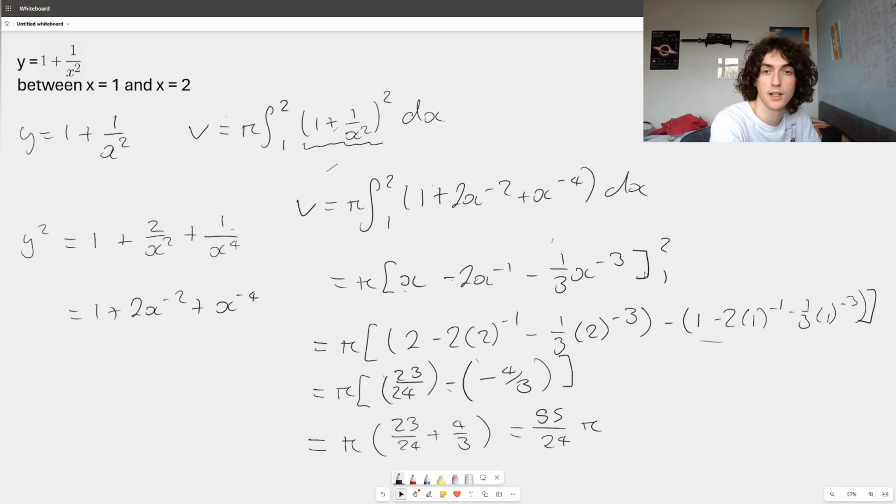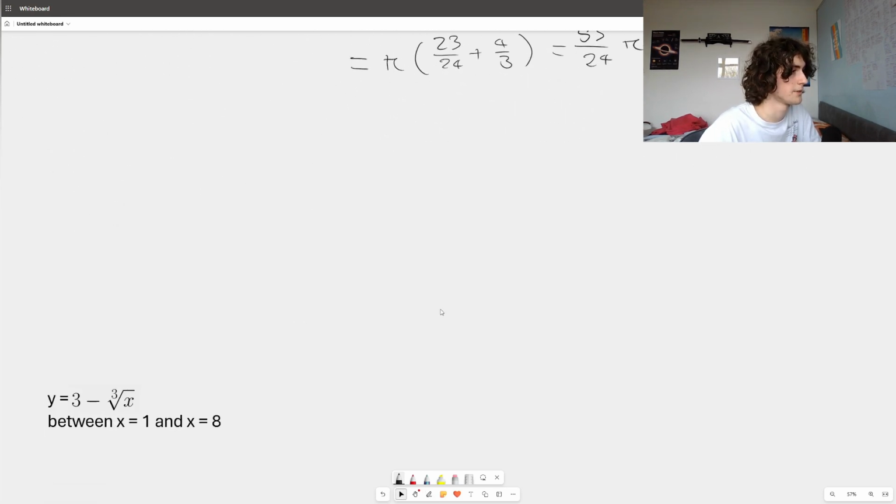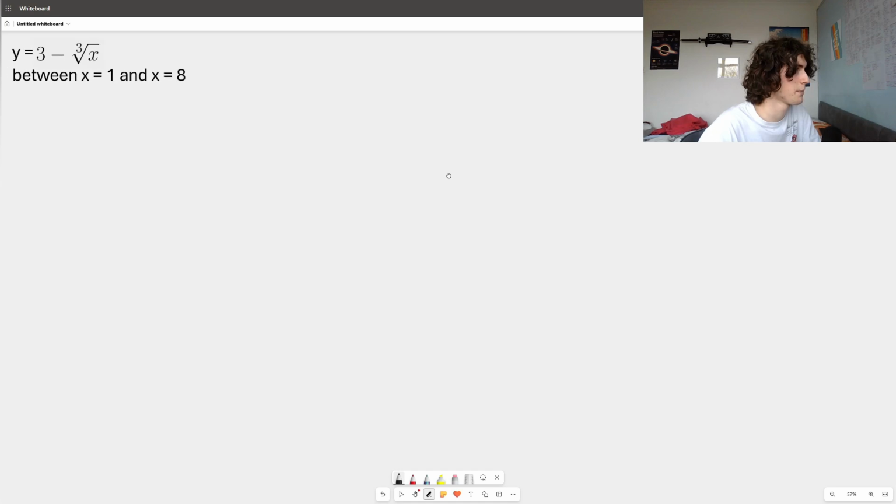Always leave your answer as an exact form, unless it asks you explicitly to put it in significant figures or decimal places. It is always customary, and is generally the thing to do to leave it as an exact answer. So let's move on to our last example. This one is slightly harder, but mainly just in the way that it's written. Again, the integration shouldn't be the problem here.